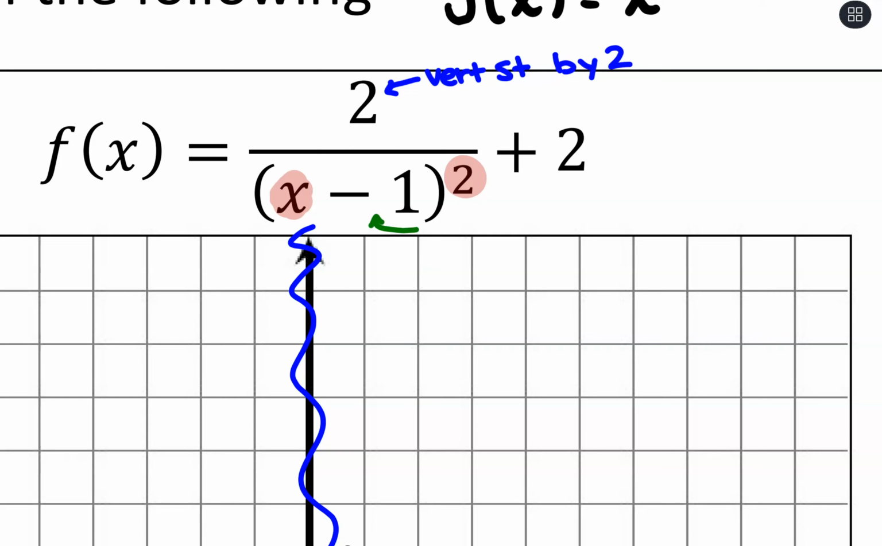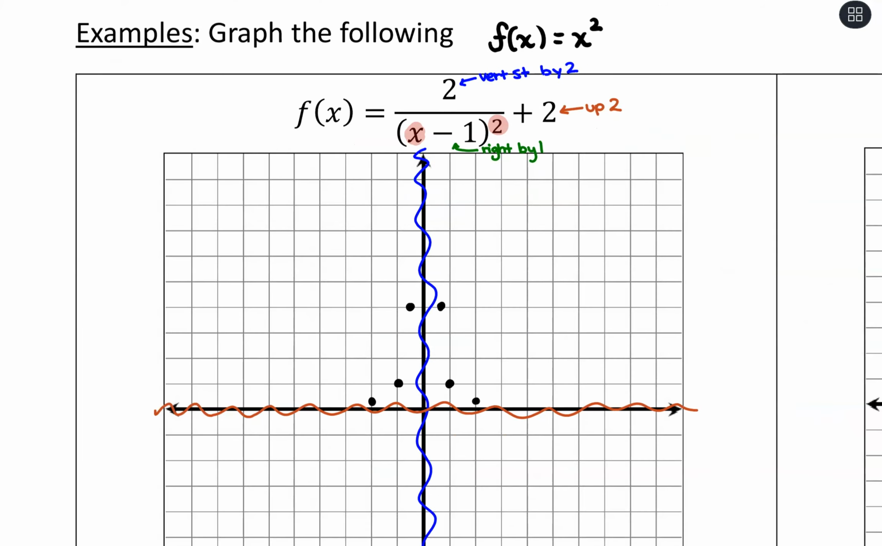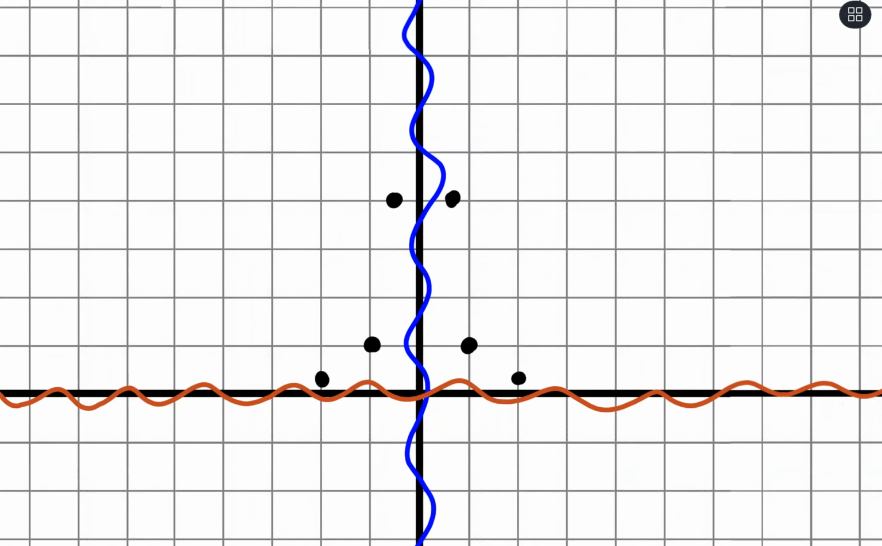This minus 1 that's in the parentheses, that would be our shift to the right by 1. And then we're going to go up 2. So let's go with the vertical stretches, just reading kind of left to right with it.